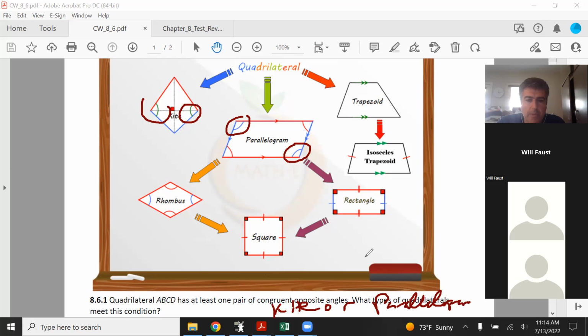It says at least one pair of congruent angles. A parallelogram obviously has to have two. For a kite, you just need one. And actually, a kite's exactly one. But you don't know if it's a rhombus because you need all the sides to be the same, right? And you don't know if it's a rectangle because you need all the angles to be the same, and they have to be right angles.